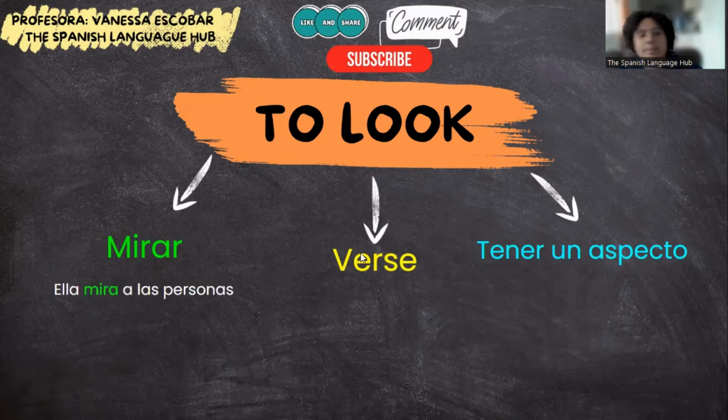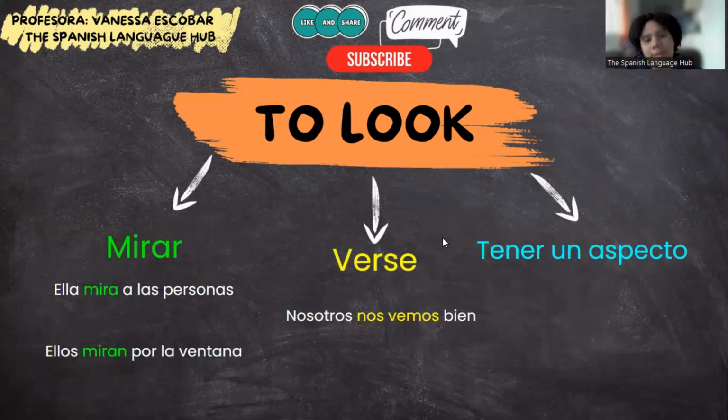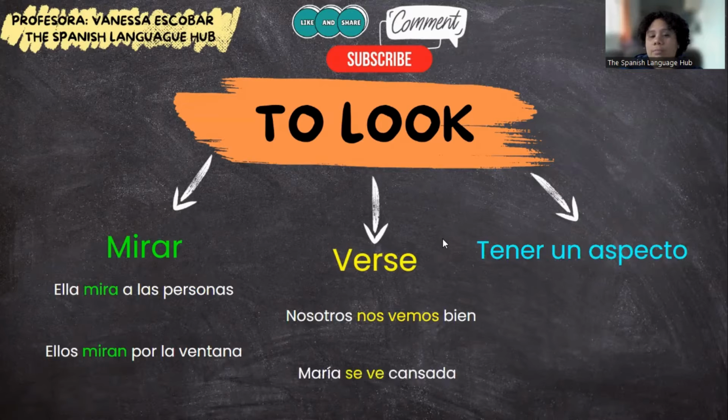So mirar, for example, we use mirar in this context. When they say, ella mira a las personas, she looks at the people. O ellos miran por la ventana, they look through the window, right? Verse talks about someone's physical appearance. For example, nosotros nos vemos bien, we look well. María se ve cansada. María looks tired.